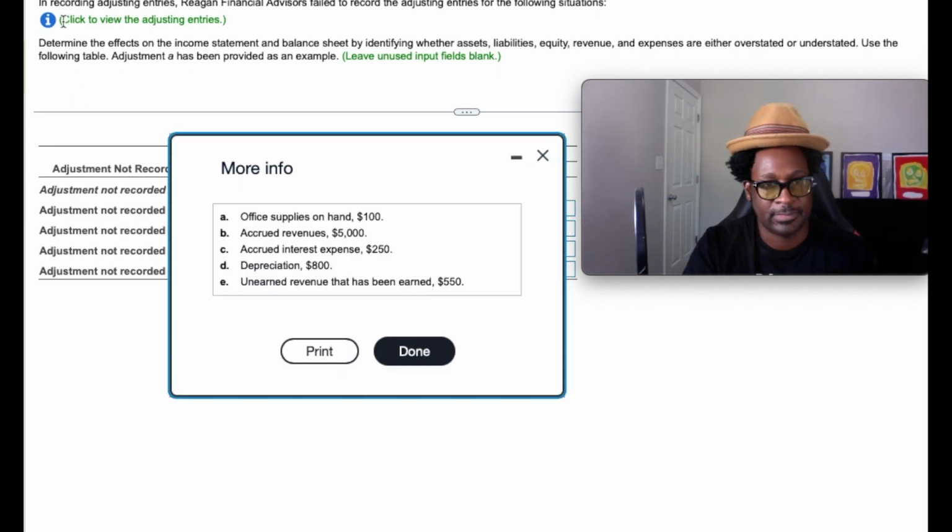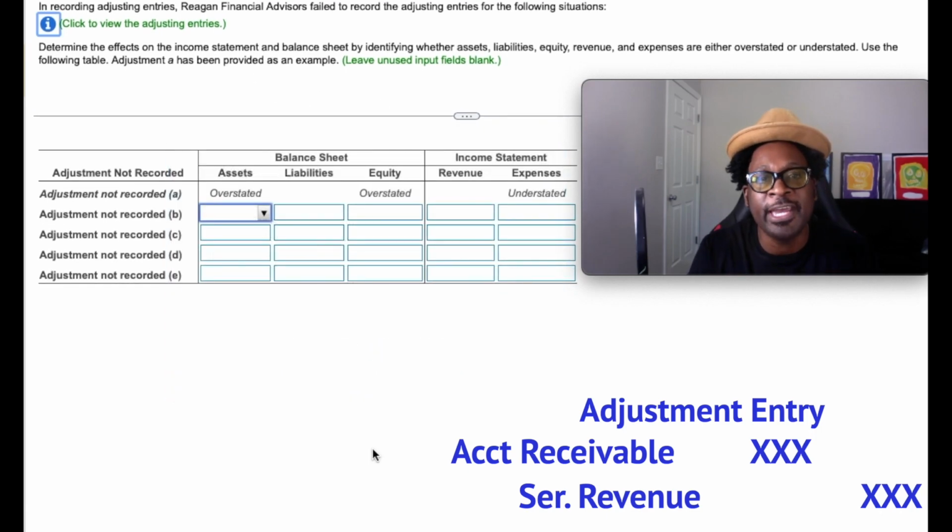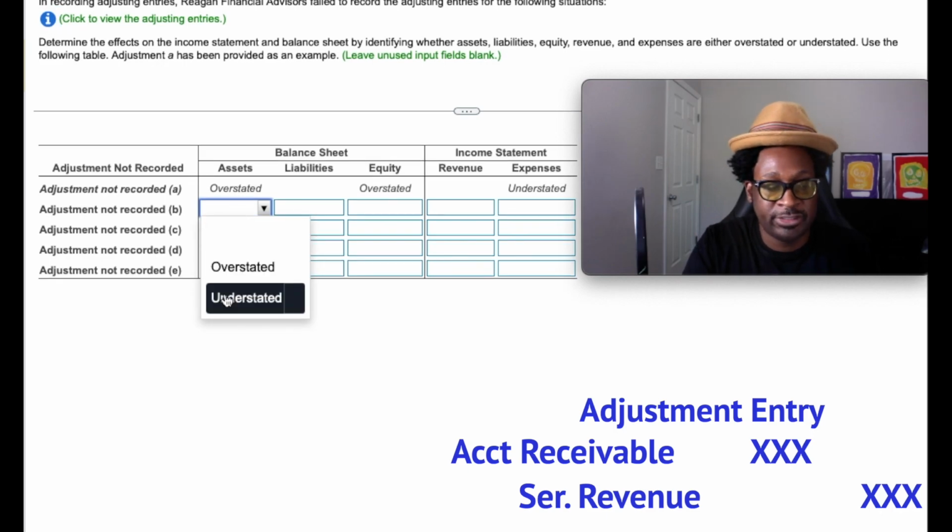Let's move on. Next, accrued revenues are $5,000. Gang, we already understand that accrued revenues are simply revenues that have been earned, but they haven't been received. Thus, the proper adjusting entry requires us to debit accounts receivable and credit service revenue. So how does that affect the financial statements? If we fail to increase our accounts receivable, which happens to be an asset, that basically means that our assets are being reported lower than what they should be, which means our assets are understated.